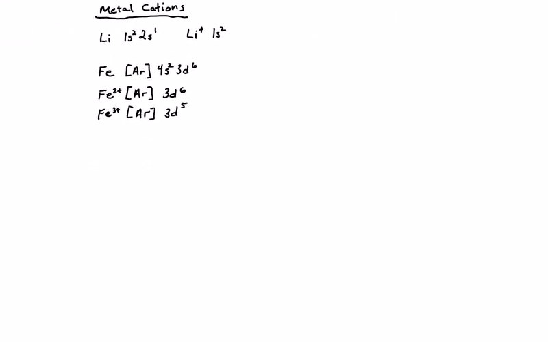Now there are 3 key rules that we need to remember when we're talking about electronic configurations and just generally placing electrons. The first was the Aufbau principle, and that tells us that electrons prefer lower energy orbitals, which makes sense.